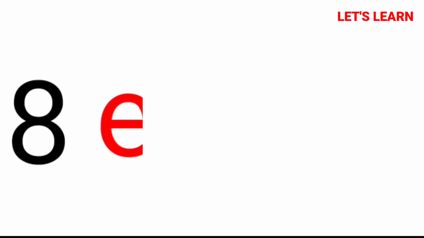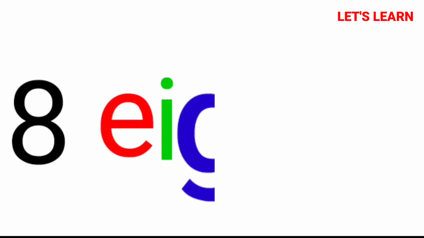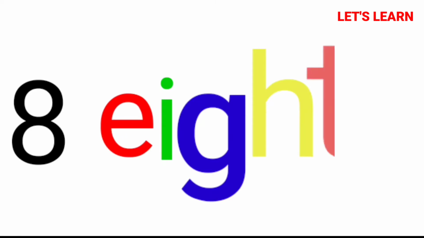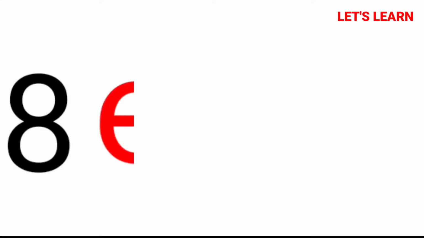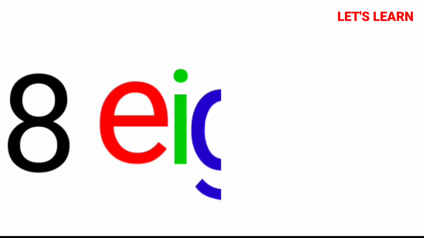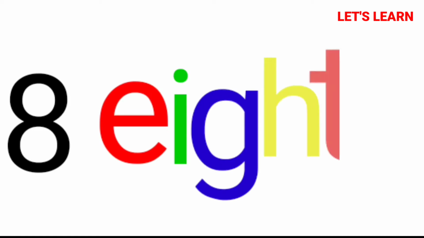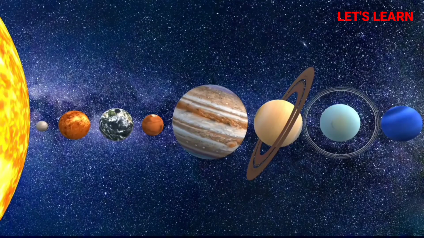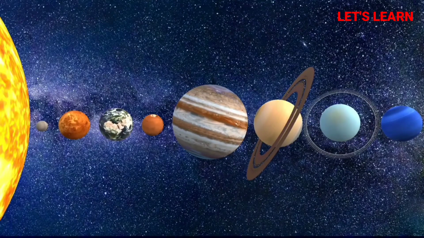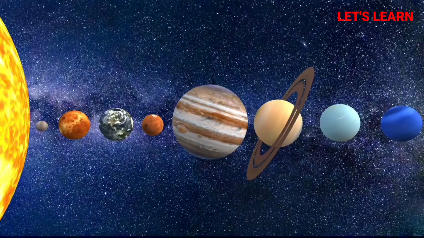8. E-I-G-H-T, 8. Spider has 8 legs. E-I-G-H-T, 8. There are 8 planets in the solar system.